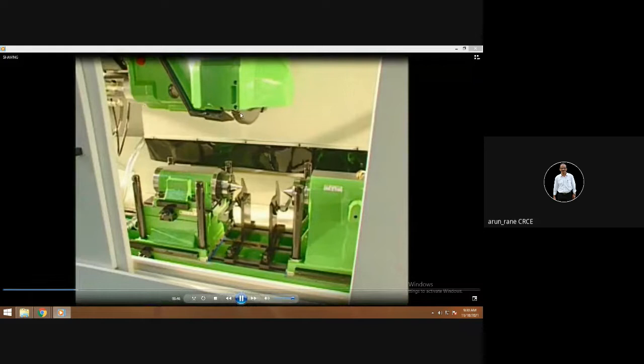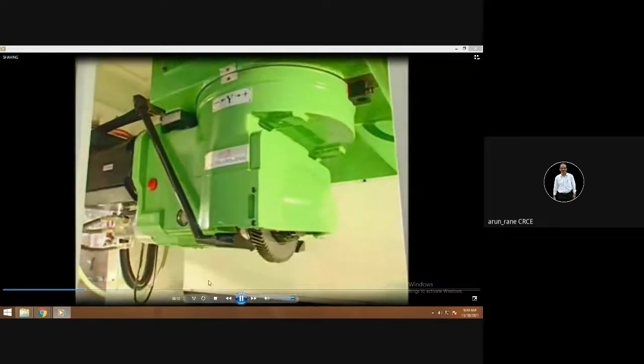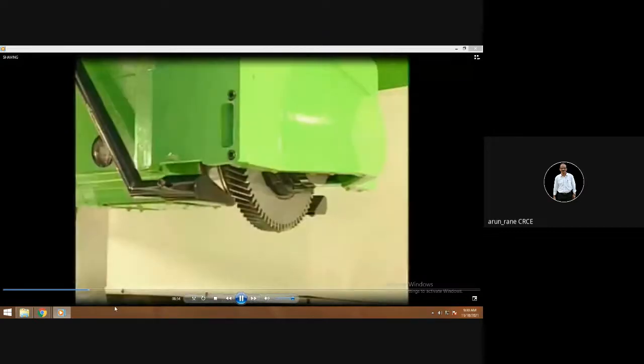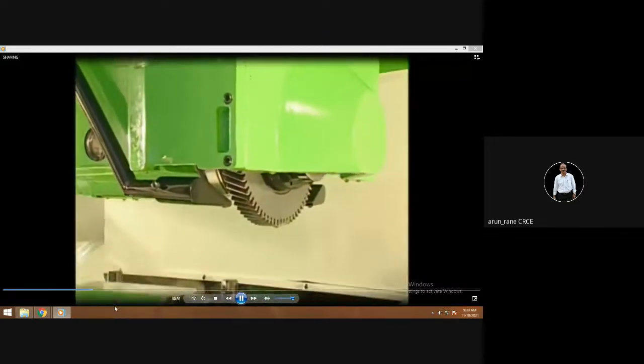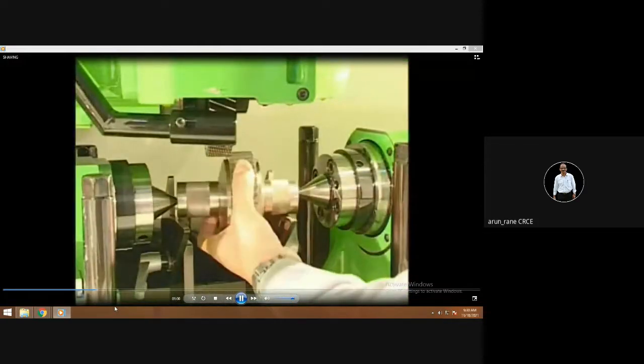This is the shaving cutter, gear shaving cutter. The workpiece is mounted here between centers and it is not positively driven. Remember, in gear shaving, the workpiece is not positively driven. It rotates because the cutter rotates.